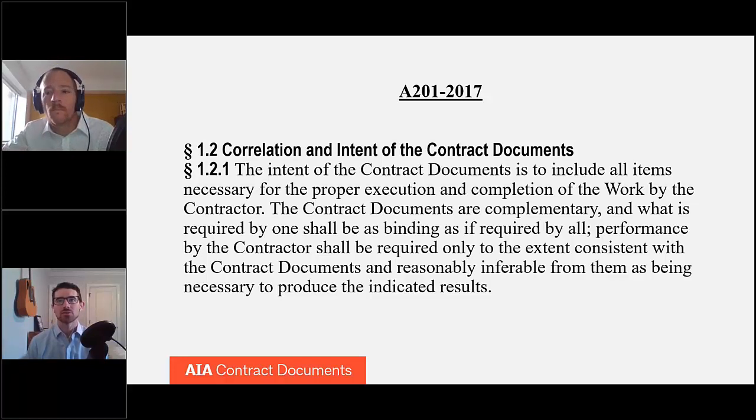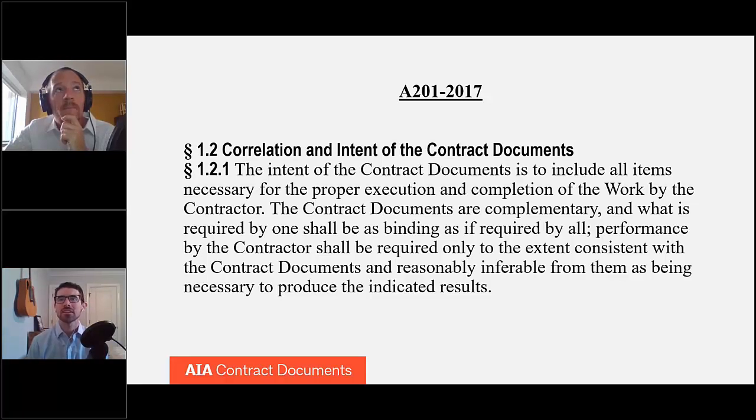The second part is this first clause of the second sentence. The contract documents are complementary, and what is required by one shall be binding as if required by all. What that means is that, as most people know, contract documents in the construction context contain more than just the agreement. It contains things like the specifications, the drawings, any addendum that are attached to the contract, any change orders, etc. And this part of section 1.2.1 essentially states that when you're looking at the sum total of all of these agreements, they are all supposed to be read as one cohesive set. And if one particular document has a requirement, you are to read all of the documents as having that same requirement.